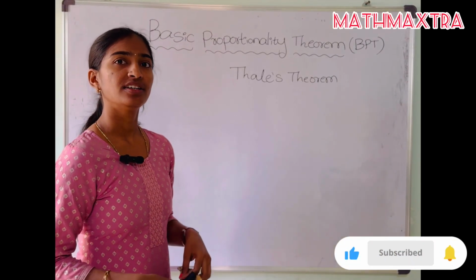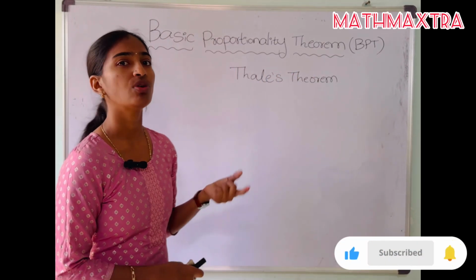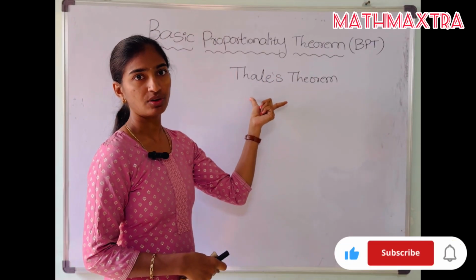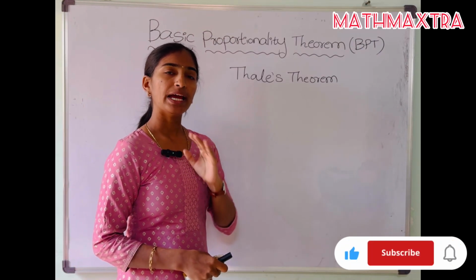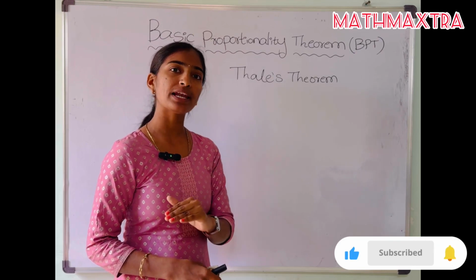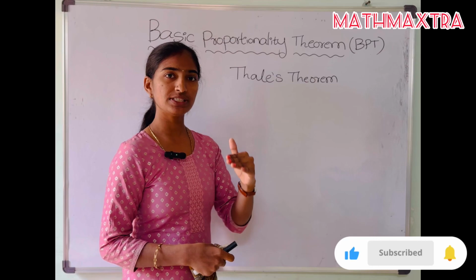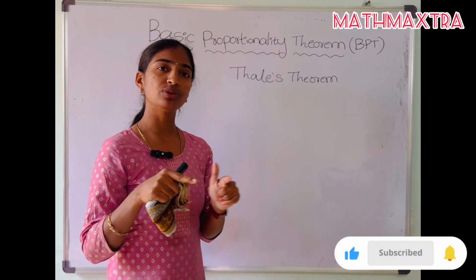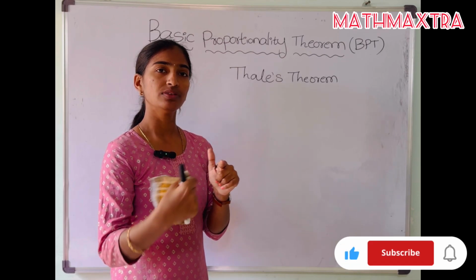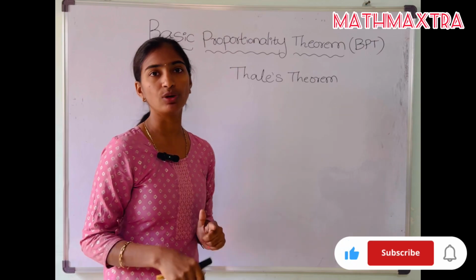This is Saritha. Today our topic is the basic proportionality theorem, which is also called Thales theorem. So what is the statement of this? If you draw a line which is exactly parallel to any one of the three sides, that line will divide the other two sides in the equal ratio.